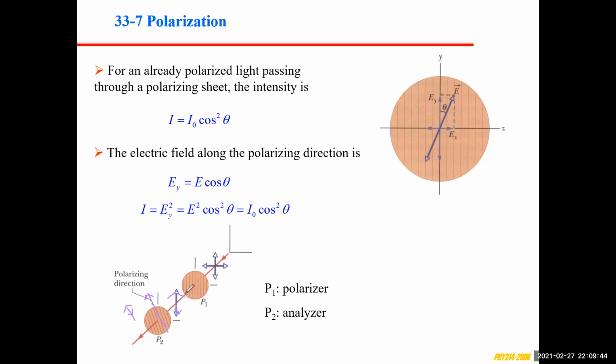It reduces the intensity, and for polarized light the intensity follows Malus's law, which is this. So you have the intensity. Let's say, instead of using I naught, this has I naught.